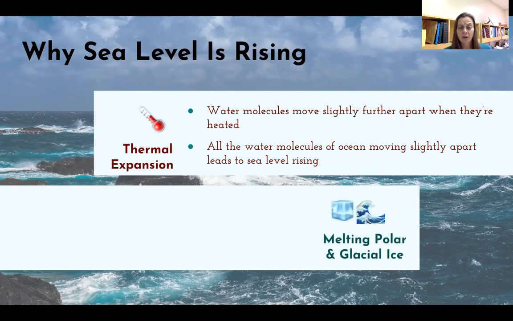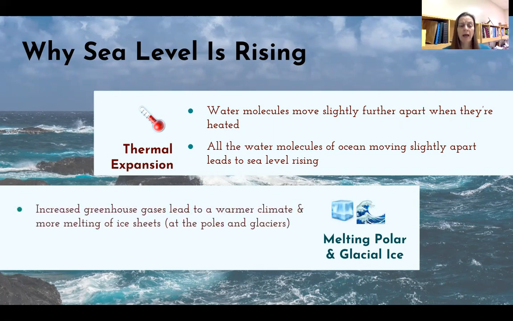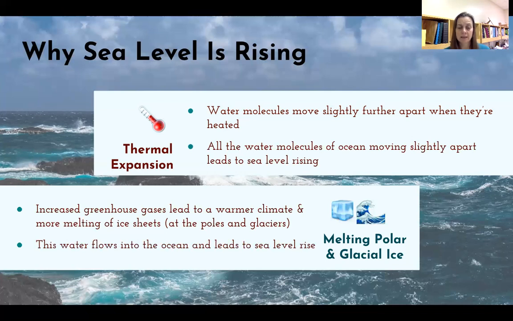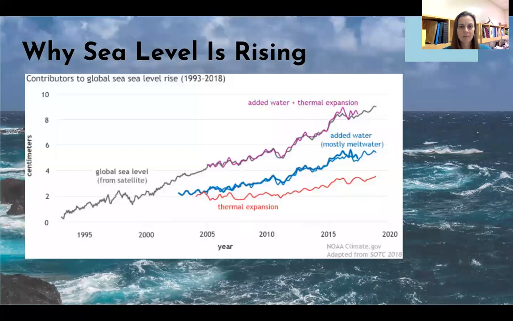And this is the one that we all think of, melting polar and glacial ice. As we have increased greenhouse gases and we have increased atmospheric temperatures, we have a warmer climate, and the ice sheets at the poles and glaciers are melting. That water has to go somewhere. It winds up in the ocean, and that leads to sea level rise. So these two combined create this significant change that you can see in this graph.